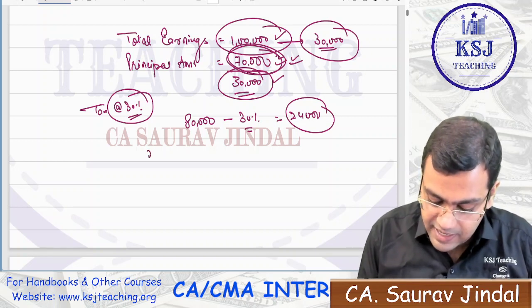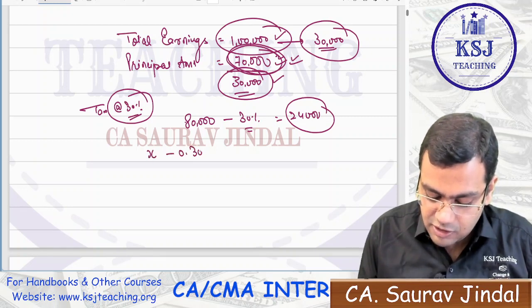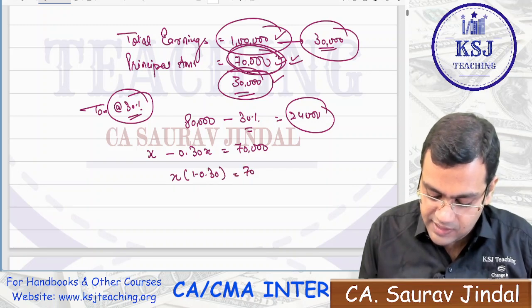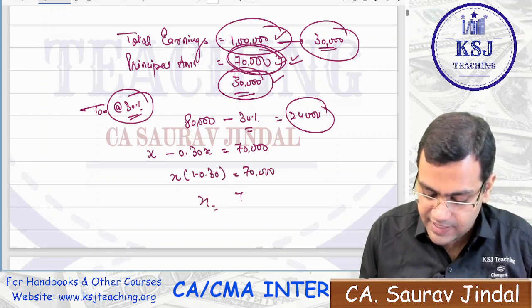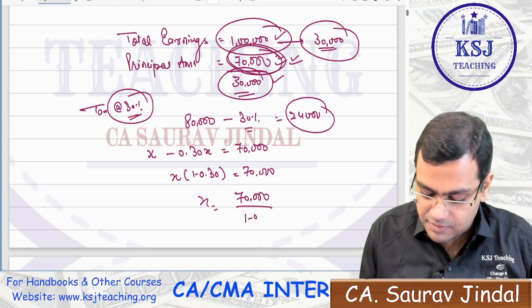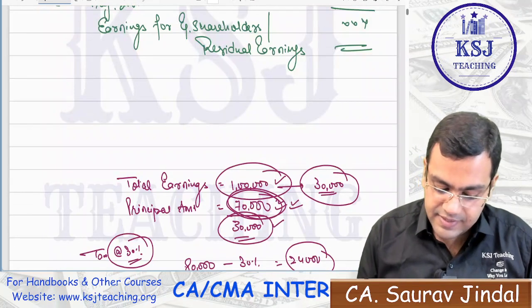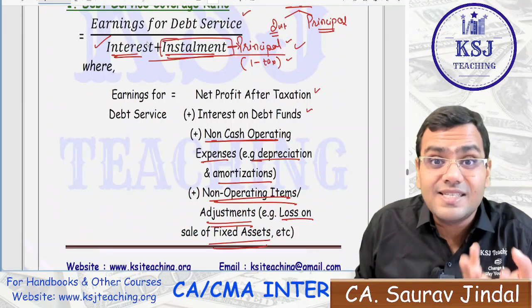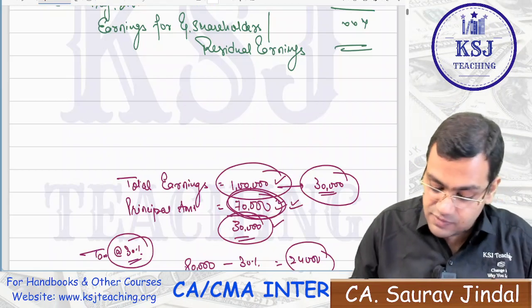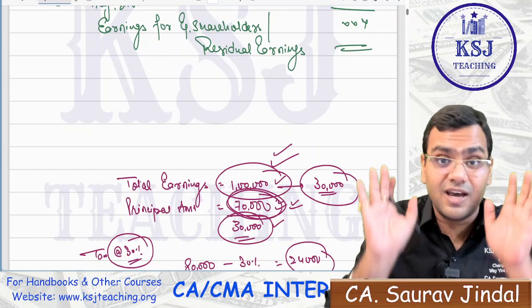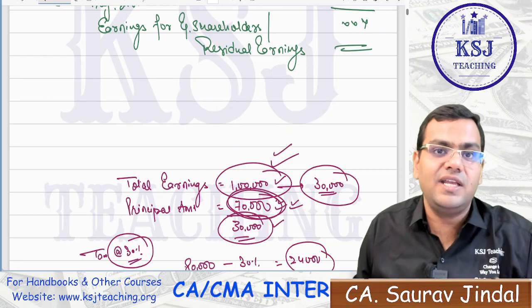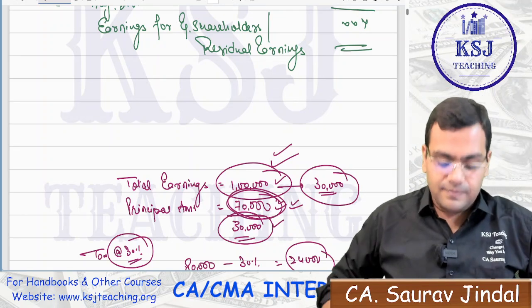The earnings should be X, and 30% of X is tax. X minus 0.30X should be equal to your principal amount, right? So X(1 minus 0.30) is equal to 70,000. So what is X? X is 70,000 divided by 1 minus 0.30. That is why it is written as principal divided by 1 minus tax. The required amount is 1 lakh rupees. So you have to see whether you are earning 1 lakh rupees, so that after paying off the taxes, you are left with 70,000 to pay off the principal amount, right?